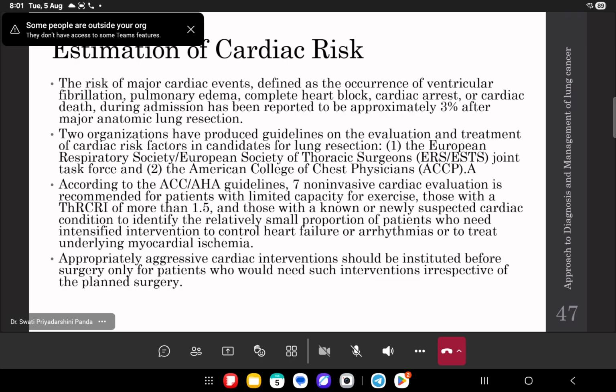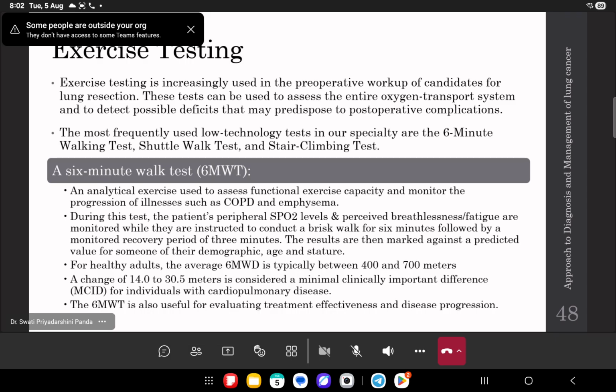Appropriately aggressive cardiac interventions should be instituted before surgery only for patients who would need such intervention irrespective of the planned surgery. Exercise testings include 6-minute walk test, shuttle test, and stair climbing test. These are used for preoperative workup for candidates for lung resection.